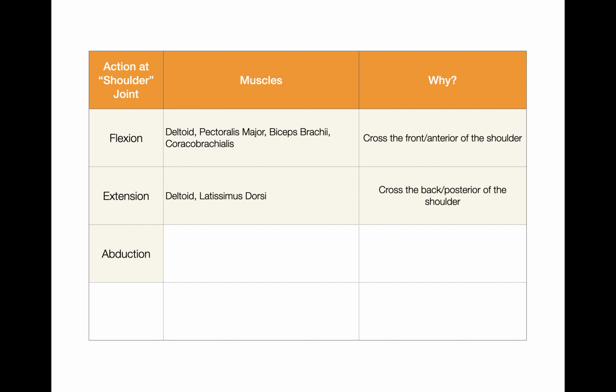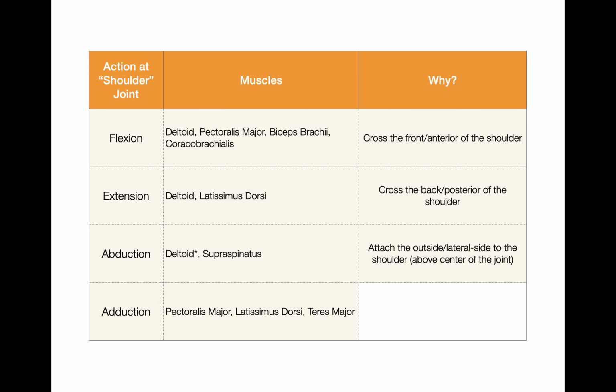Abduction is to pull the arm away from the midline. So these muscles must attach outside of the shoulder to the lateral aspect of the shoulder. And really what that means is on the way to the lateral shoulder, they really have to cross above the center of the shoulder joint. And so deltoid does this. It's actually the primary abductor, and supraspinatus does as well. Supraspinatus is described as initiating the first 15 degrees of abduction.